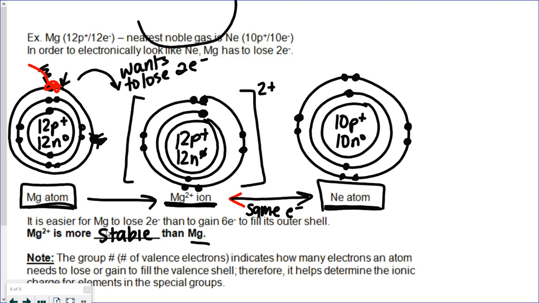It says the group number corresponds to the number of valence electrons, and indicates how many electrons an atom needs to gain or lose to fill the valence shell. Therefore, it helps to determine the ionic charge for elements in special groups.